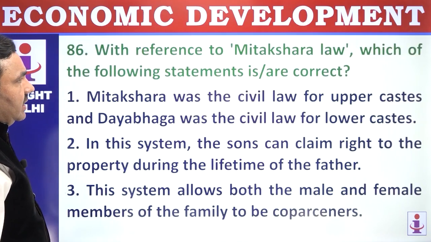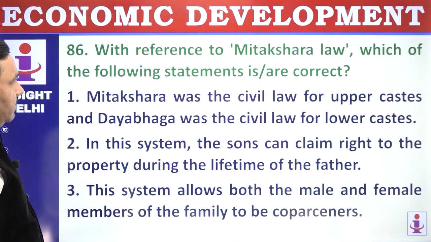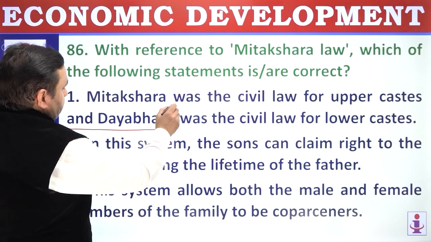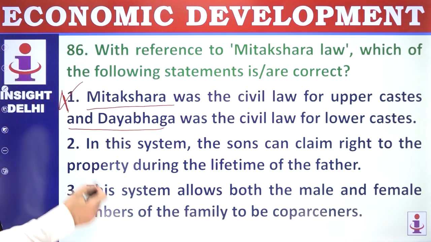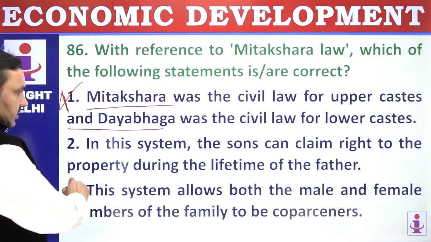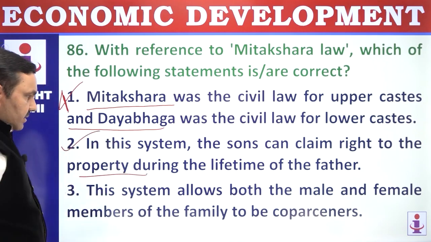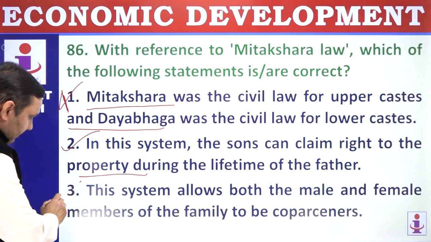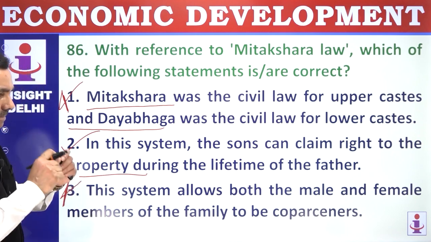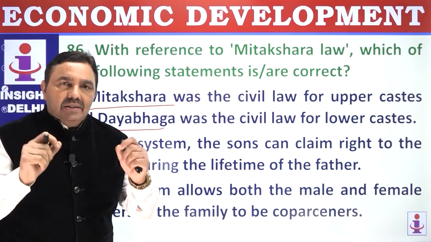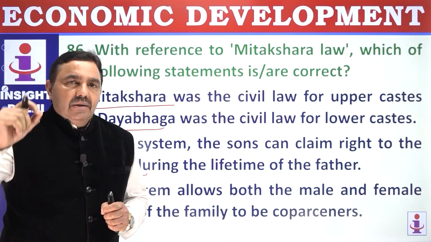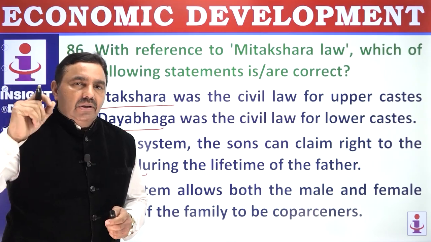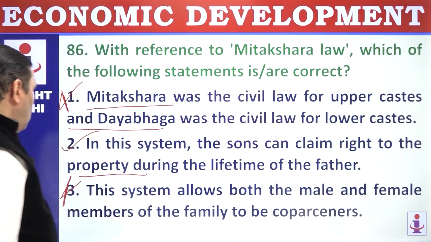With reference to Mitakshara law, which of the following statements is correct? Mitakshara law was a civil law of upper caste, not upper caste. Mitakshara law was followed in India except in Bengal and Assam. Dayabhaga is followed in Bengal, and that's the difference. In this system, the sons can claim rights to property during the lifetime of father, that's correct. This system allows both male and female. No, not Mitakshara. Dayabhaga allows both male and female share in father's property. Dayabhaga allows property share to daughters. Mitakshara allows property share only to the sons. 2.